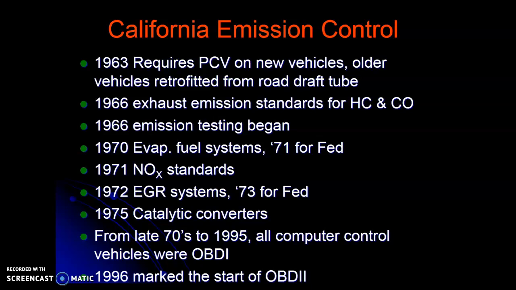internal combustion engine. So 1963 is one of the earliest laws, which requires PCV, positive crankcase ventilation, on new vehicles. We'll talk about that in a little bit. Older vehicles were retrofitted from a road draft tube. In 66, exhaust emission standards for hydrocarbons and carbon monoxide started. We started testing them in 66, and in 70, evap fuel systems, 71 for federal. Basically, that's to contain the evaporative gasoline vapors.